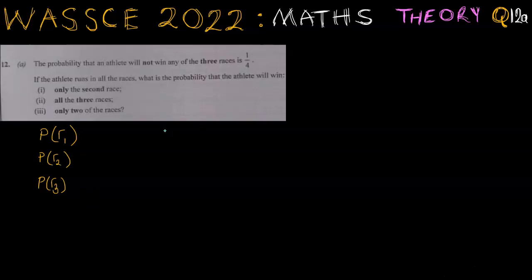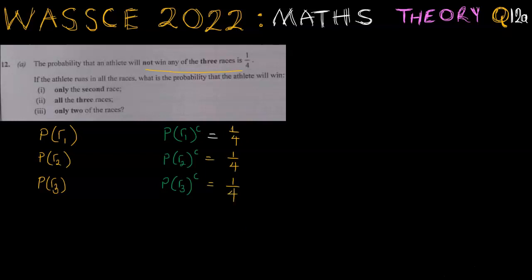Similarly, we can say that P(R1 complement) is the probability that the athlete does not win the first race. P(R2 complement) would be the probability that the athlete does not win the second race. And similarly, P(R3 complement) would be the probability that the athlete does not win the third race. And already we've been told that the probability that the athlete will not win any of the three is 1 over 4. So this is going to be 1 over 4, the second one, 1 over 4, and the third one, 1 over 4.